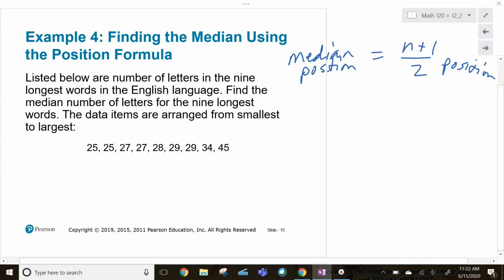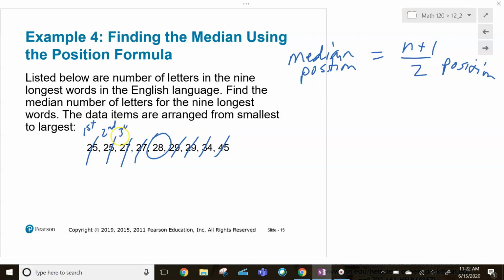So here it is. Let's say you have this and it's already ordered smallest to largest. Notice I have 9 numbers. So who's in the middle? We could do this, no problem. Okay, 28's in the middle. Here's the first position, second position, third position, fourth. So it's the 5th number. There's 9 numbers, and it ends up being the 5th number.